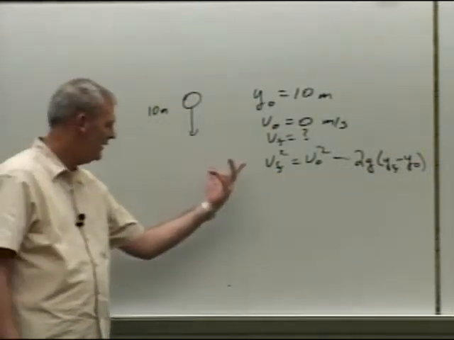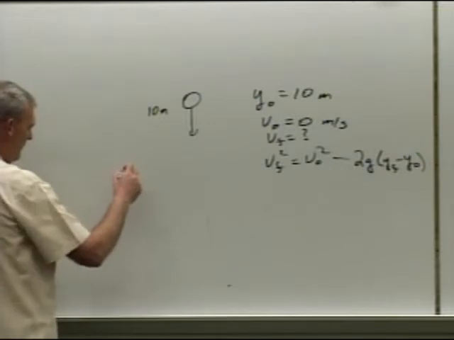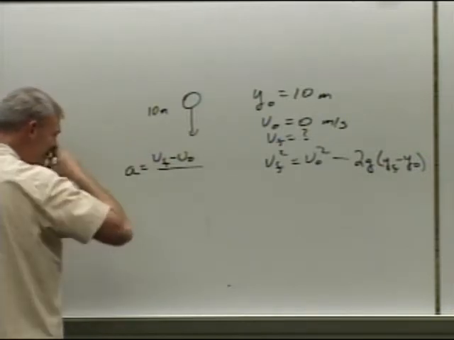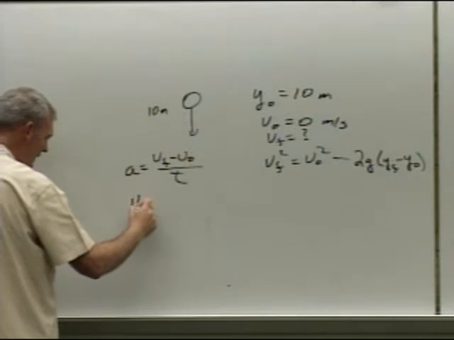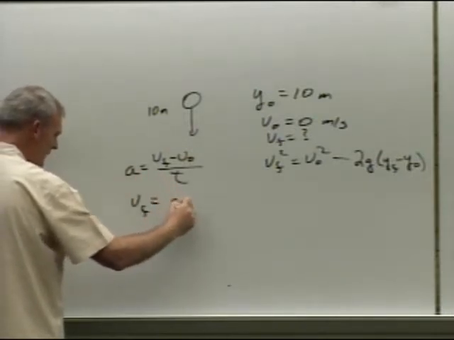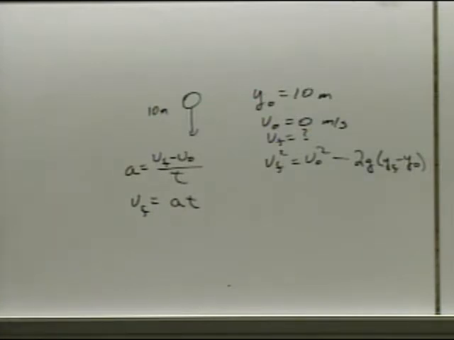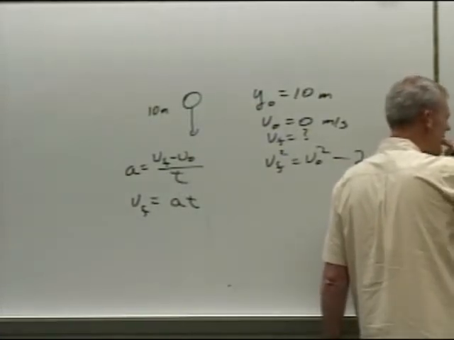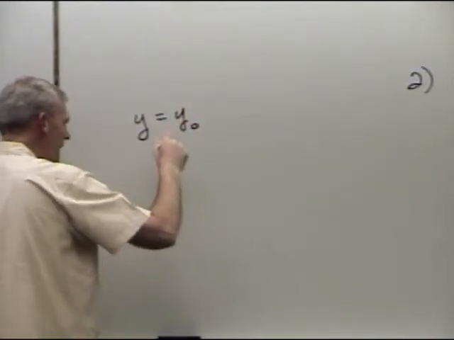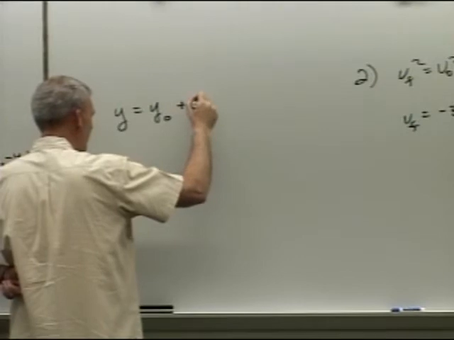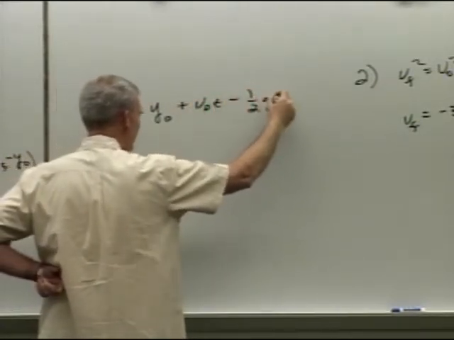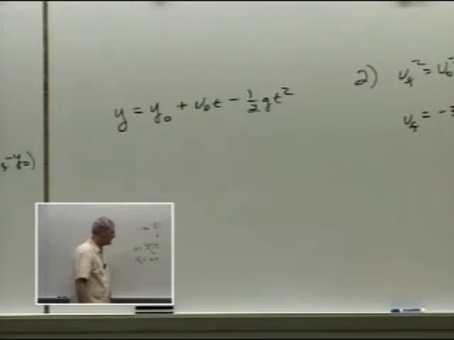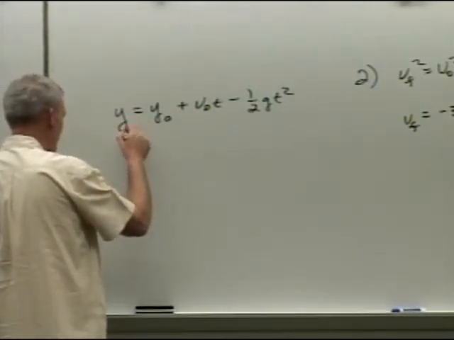Let's abandon this, because to find the final velocity, we know that acceleration is equal to vf minus v naught over t, and so the final velocity just equals the acceleration times time. So if we can find the time, which we can find from this equation, because y equals y naught plus v naught t minus 1/2 gt squared. That's our free fall equation for just finding the time. And so this one actually works out kind of nice, because y final is 0.